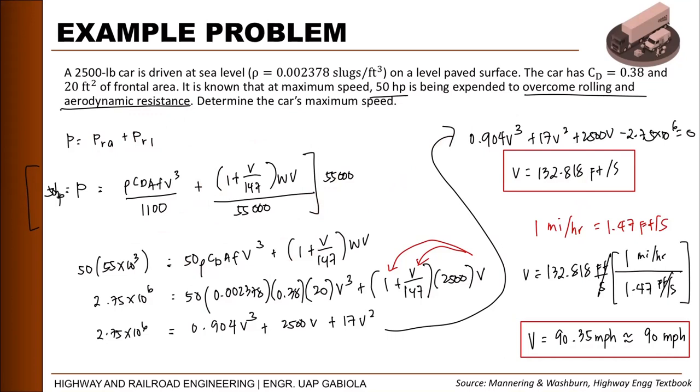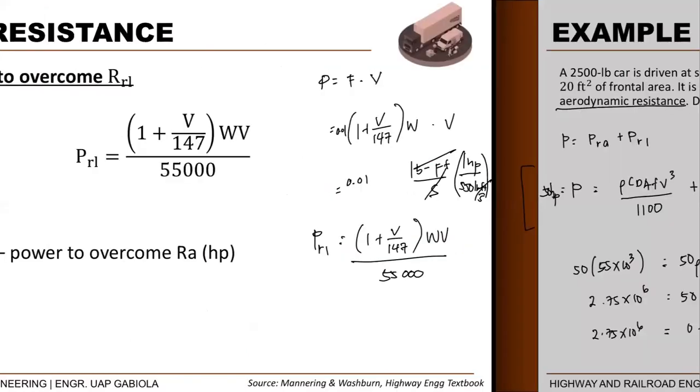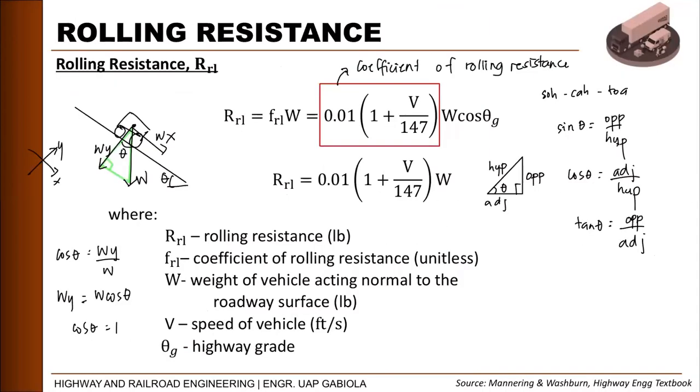Okay. Next, the last one is our grade resistance. For grade resistance, it's easy. It is just the gravitational force, or the component parallel, acting on our vehicle. So we saw earlier in our derivation that Wy is what we used in the rolling resistance. So Wx we have not used yet. And Wx, according to our figure, with the angle here, is opposite over hypotenuse.